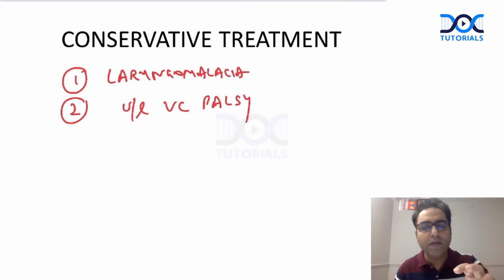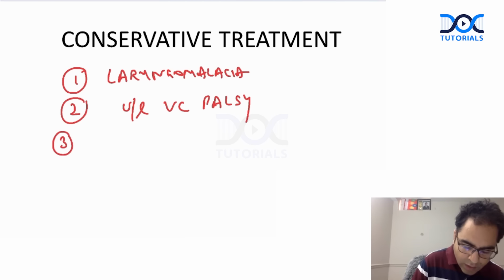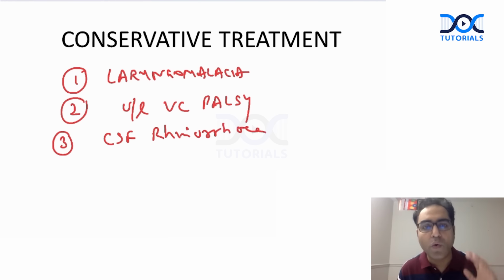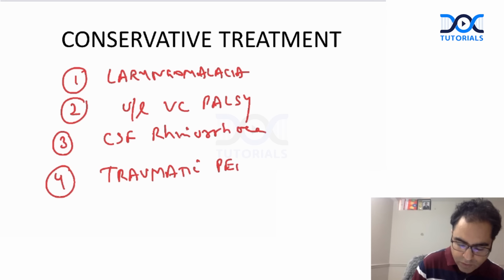Single side cord palsy is managed conservatively to begin with. Number 3, CSF rhinorrhea. Don't go for surgery immediately. If you remember, CSF leaks can stop on their own also. And number 4 is the traumatic rupture or traumatic perforation of the eardrum.